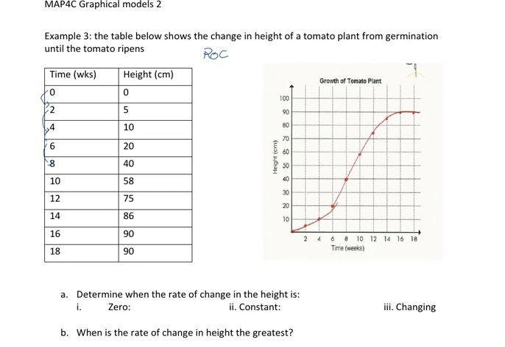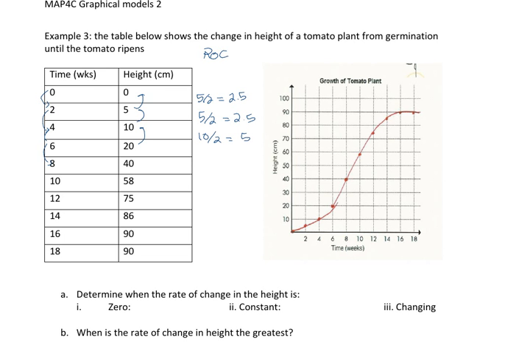We have to calculate the rate of change. So I have to do 5 minus 0 over 2. Make sense? So that's 5 over 2, which is 2.5. Okay, so I'm finding the rate of change: Y2 minus Y1 over X2 minus X1. I'm not going to write the whole thing. Are you guys okay with that? Okay, 10 minus 5, so that's 5 over 2, so that's 2.5. 20 minus 10 is 10 over 2, that's 5.